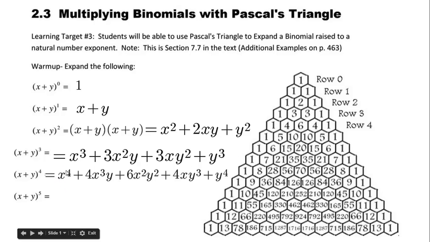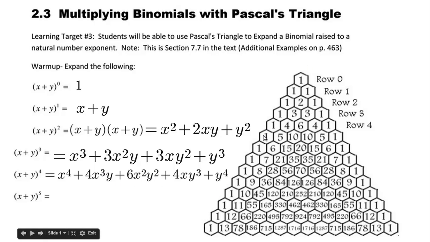We know the first term is going to be x to the 4, because it's x times x times x times x. And then y to the 4 will be the last term, because we have y times y times y times y. In the middle, x is going to go down in degree: x cubed, x squared, x, and then no x's. And y is going to go up, so that in each term we always have four variables: three x's and a y, two x's and two y's.